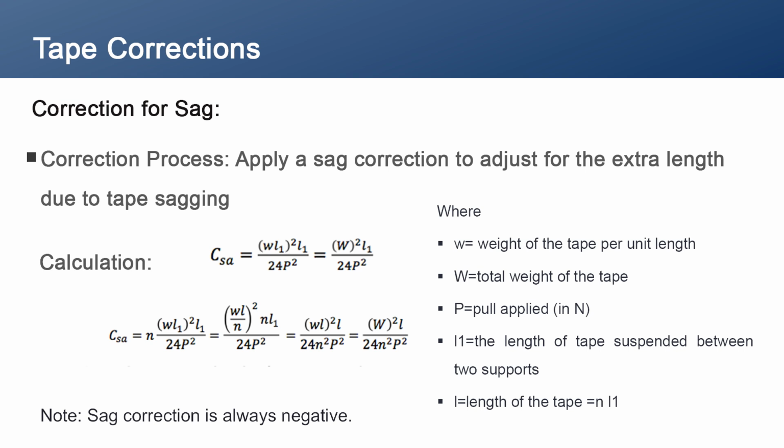Cs is equal to n W L1 the whole square into L1 by 24 P square, which is equal to (WL by n) the whole square into n L1 by 24 P square. Equating it, we can arrive at the value Cs is equal to W square L by 24 n square P square, where w is the weight of the tape per unit length and W is the total weight of the tape and P is the pull applied in Newton, and L1 is the length of the tape suspended between two supports and L is the length of the tape, and sag correction is always negative.